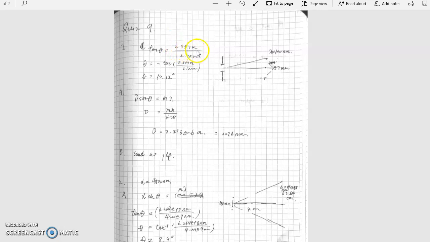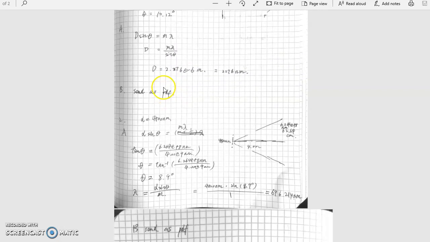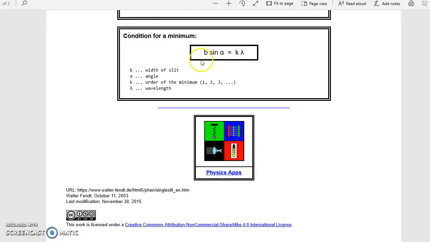0.357 meters over 2 meters, and taking the inverse, theta turned out to be 10.12 degrees. And then just plug in the value. We can find that d is equal to m times lambda over sine theta. Plugging in the values, we can find that d is equal to 2276 nanometers.